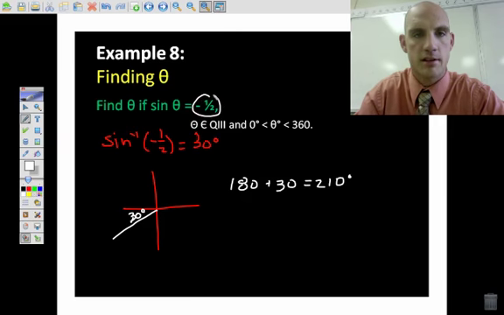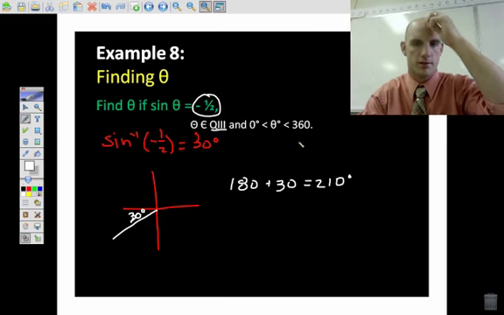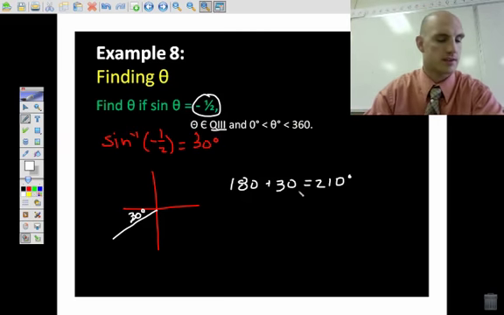It's important that we recognize this right here. If the sine is negative, I've got to match it up with this. Theta is still within 360. My 210 is within my 360. Okay?